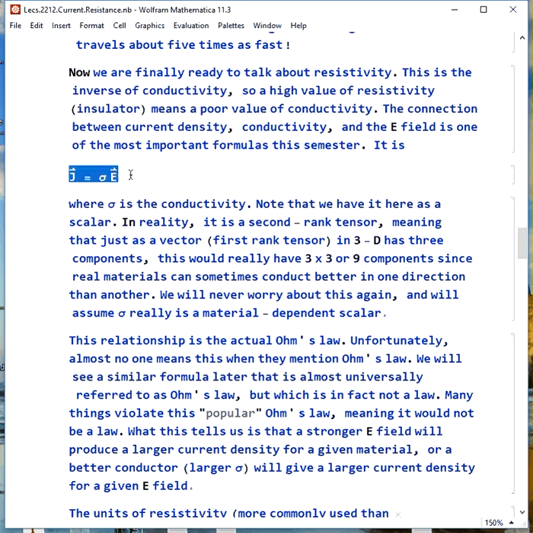This relationship is the real Ohm's law. Unfortunately, almost nobody means this when they talk about Ohm's law. We're going to see what they refer to as Ohm's law later. But this is a real law in that this is the way everything works. Now, what it tells us is a stronger E field will give you a larger current density for a given material, or for a given E field, a better conductor will give you a larger current density.